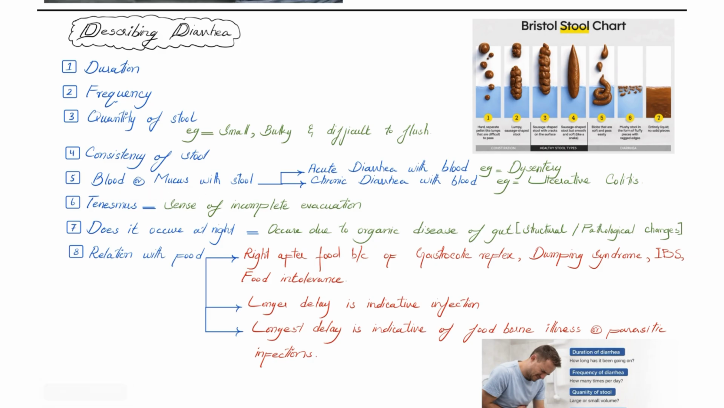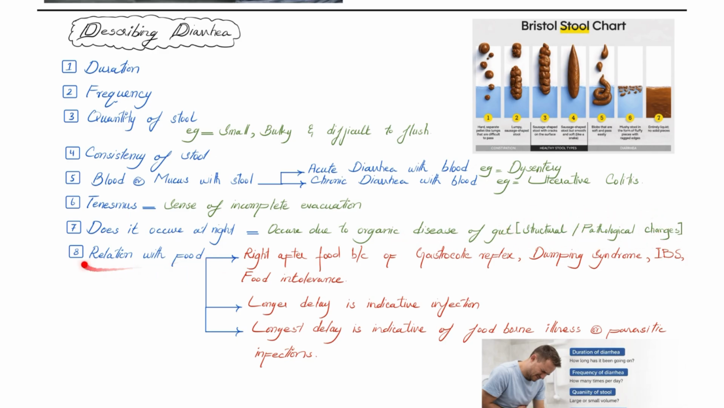Then ask whether the stool has mucus or blood with it. Now, acute diarrhea with blood can be caused by dysentery, or if there is chronic diarrhea, meaning diarrhea which lasts more than 2 weeks and has blood in it, it can be because of ulcerative colitis. Then ask whether the patient has tenesmus, meaning a sense of incomplete evacuation. Then ask whether it occurs at night or not. Nocturnal diarrhea may occur because of organic diseases of the gut, which may have some structural or pathological changes.